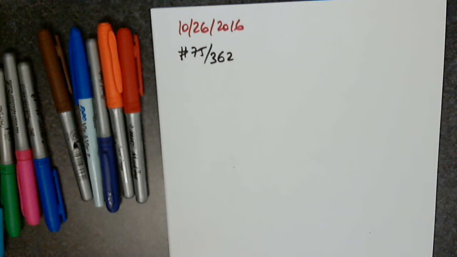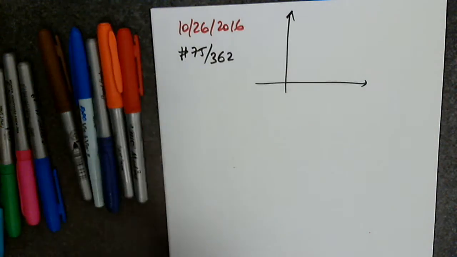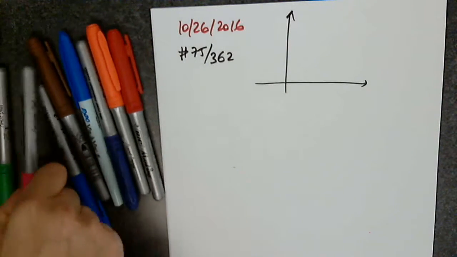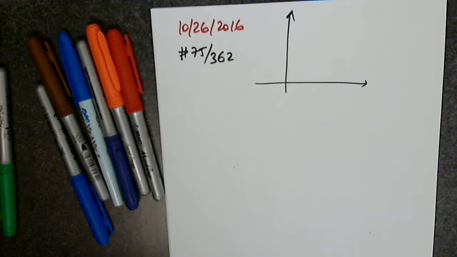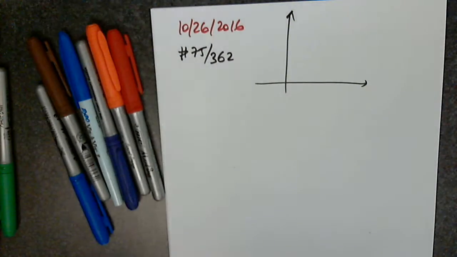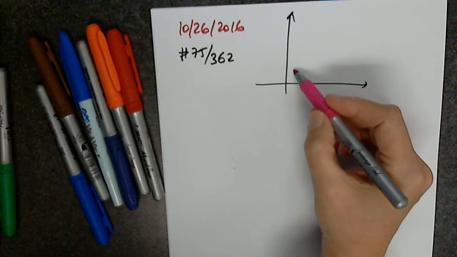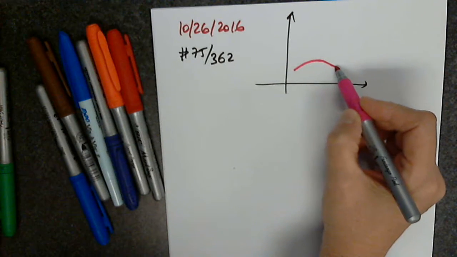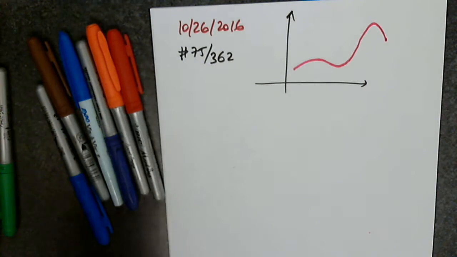So in 75 on 362, there is a graph that looks like this. For those of you who do not have a book handy, if your colleague doesn't have one, please share. You can come closer if you want. So the graph looks something like this. Right?